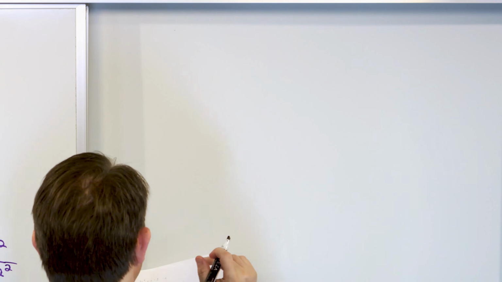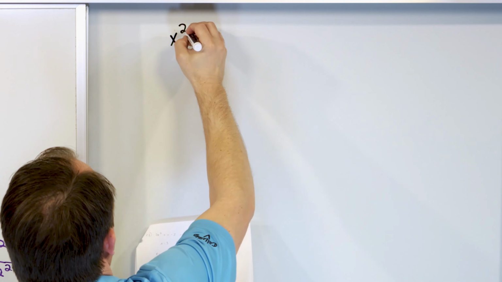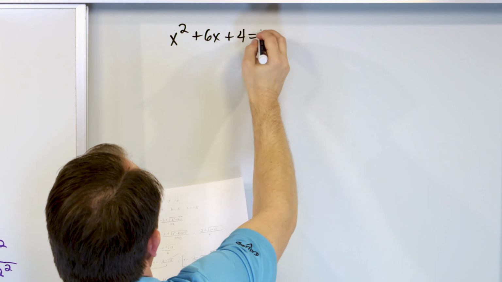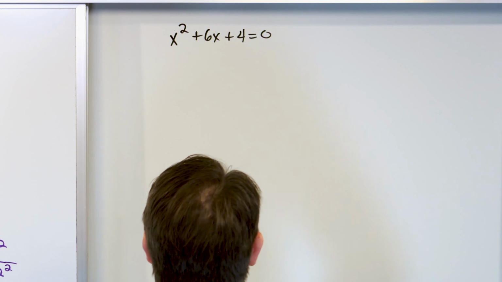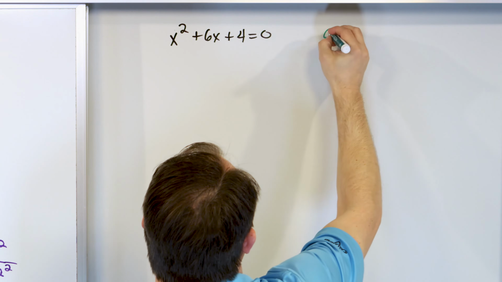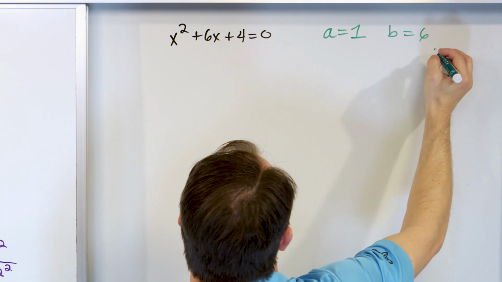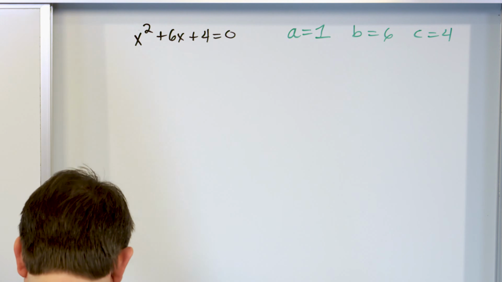All right, let's take a look at a couple more real quick. What if it was the polynomial x squared plus 6x plus 4 equals 0? I want to solve that quadratic equation. Well, the first thing you identify a, b, and c. And from this equation, a is going to equal to the coefficient of x squared, which is 1. B is going to be equal to the 6, and c is going to be equal to the 4. Those are the three coefficients. That's basically all you have to do there.